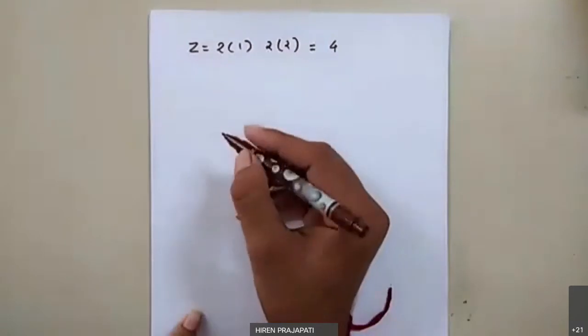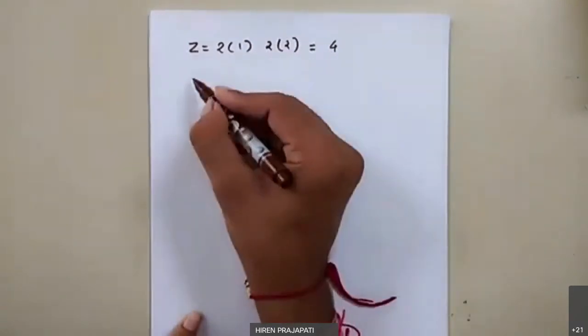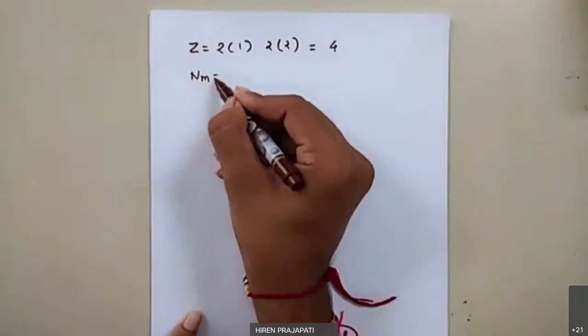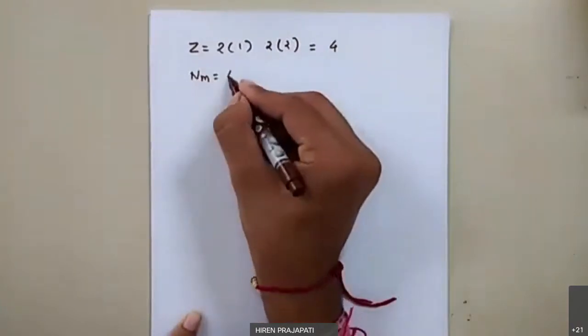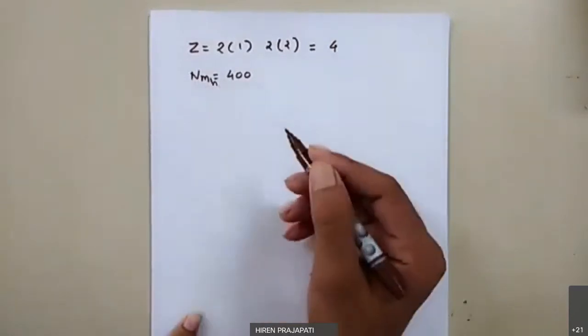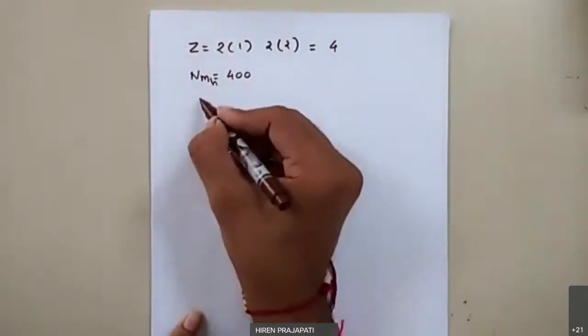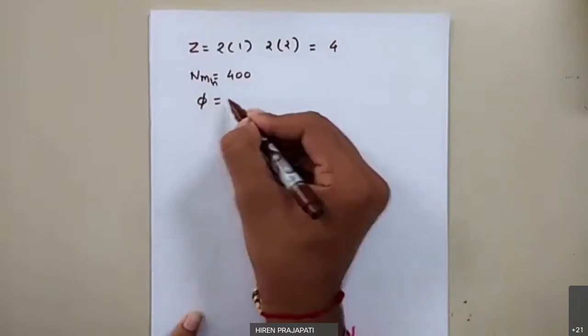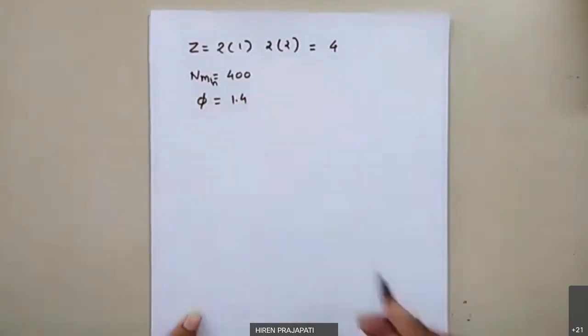Now minimum RPM is given as 400, and progression ratio is given as 1.4. So this many details are given.